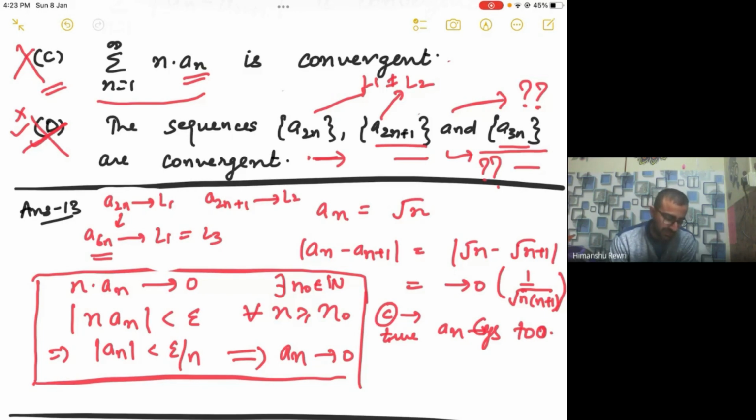Similarly, we will take a subsequence of A2n plus 1, which will converge to L2, and we will take a subsequence of A3n, which will converge to L3. So the subsequences of these are the same. Then this implies that L2 is also equal to L3.